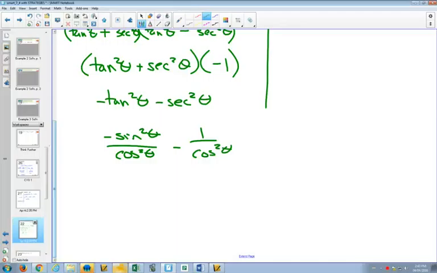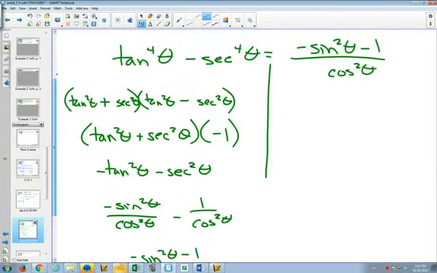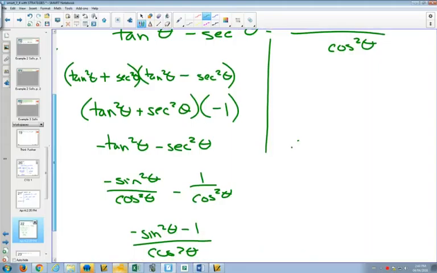Do we have a common denominator? Yes. So put it as a single fraction, and then let's see if we need to do anything else. Hey, we're done. Cute.